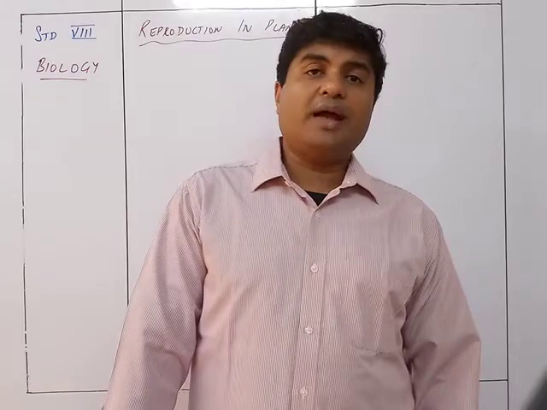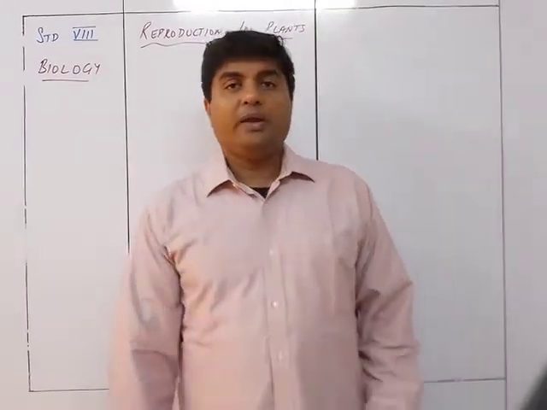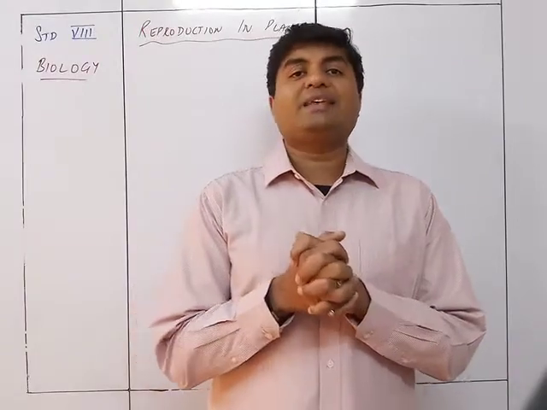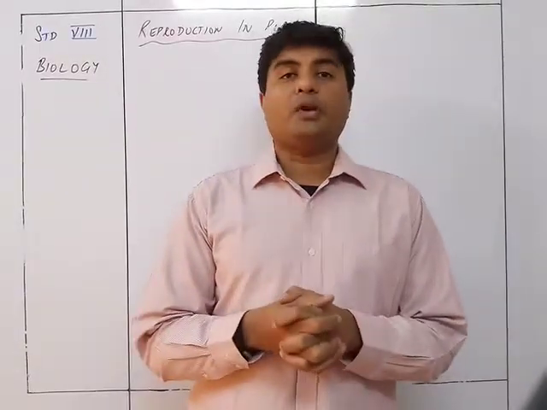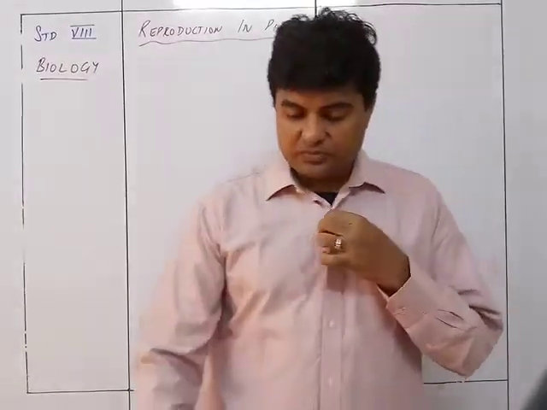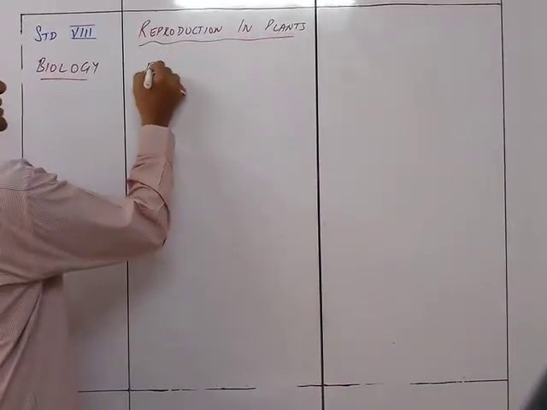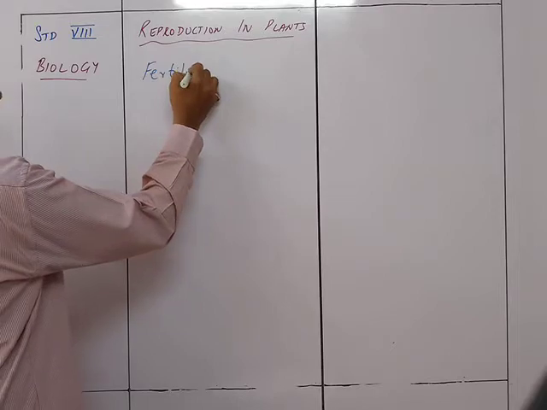which are the insect, water, and air. And now what we will understand is what exactly happens after pollination, and the process which is going to take place after pollination is called fertilization.